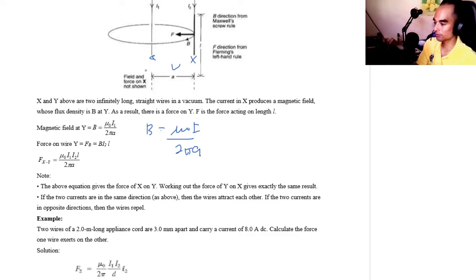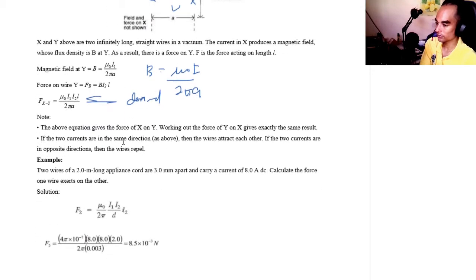Both of them are affected actually. So this one you have to derive: μ0 I1 I2 over 2πL. For example, we take this example.